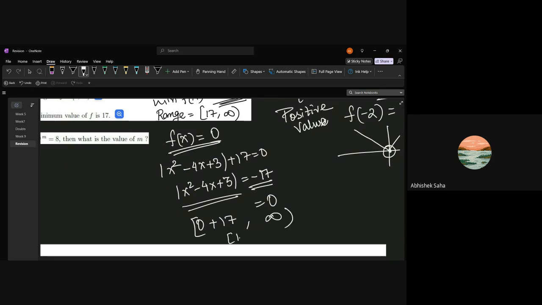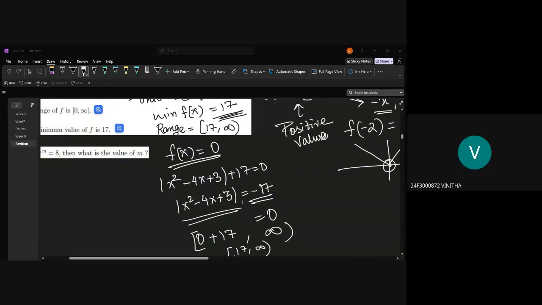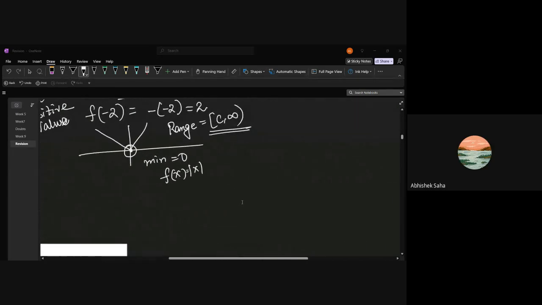Okay, that is equal to 17 to infinity. Are you getting it? Or maybe you can draw the graph on Desmos and visualize it also. Sir, but last time you said that the constant value goes under the y-axis. Yeah, it is going towards the y-axis.